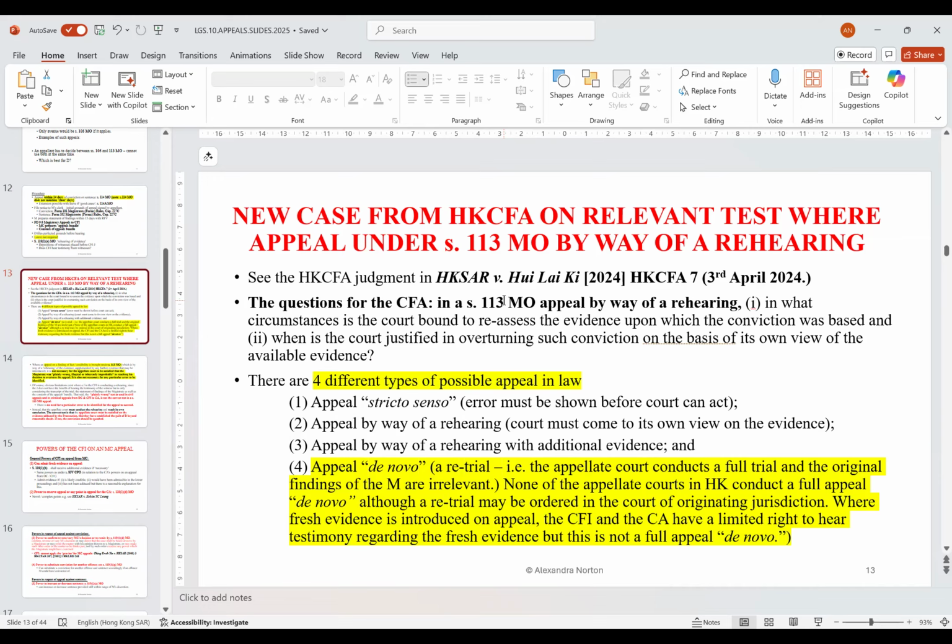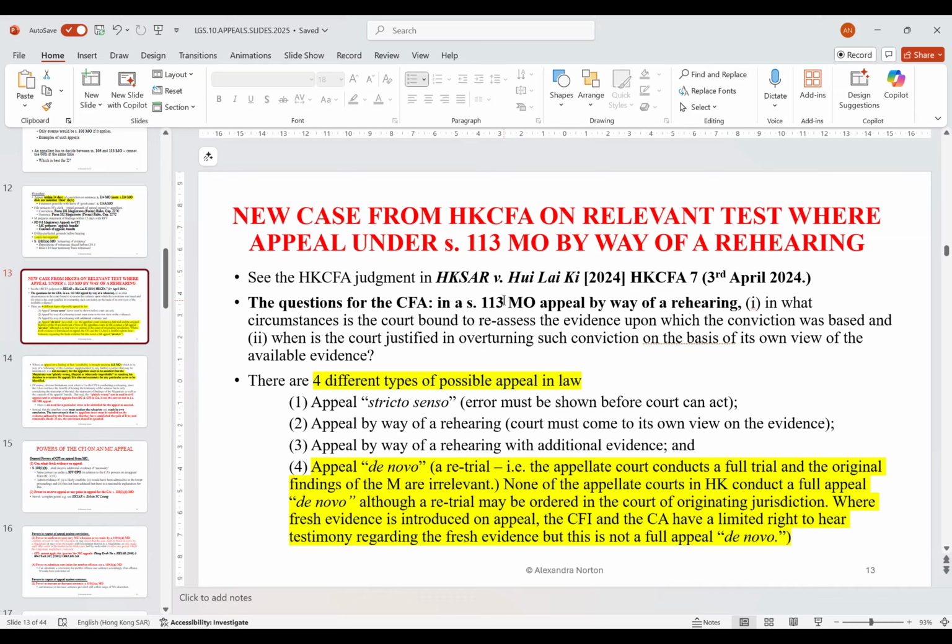So basically, there's four different types of appeal. There's an appeal stricto sensu, which we said was the type of appeal under Section 105. You have to be able to show an error. There's an appeal by way of a rehearing, either with additional evidence or not. But in an appeal by way of a rehearing, the court has to come to its own view based on the evidence that's placed before them. And that is the nature of an appeal under 113.